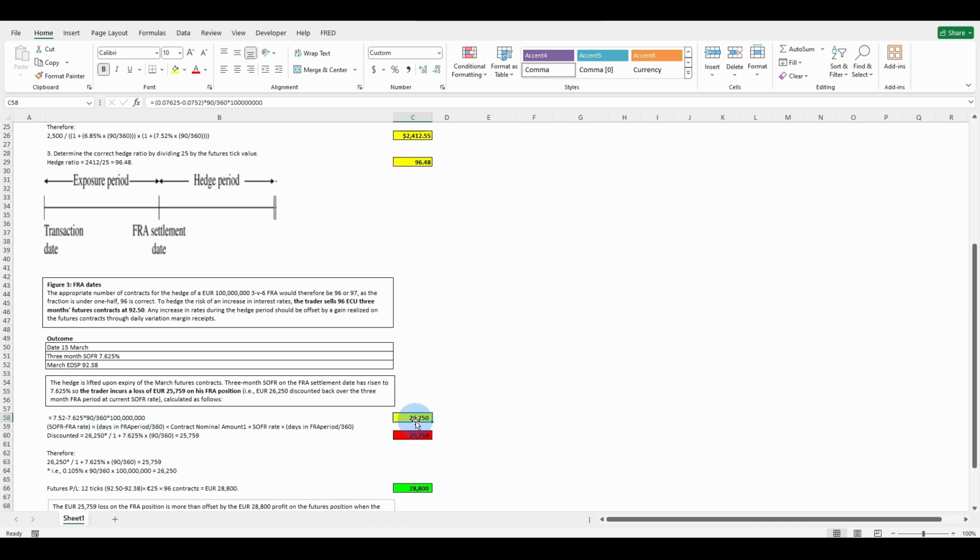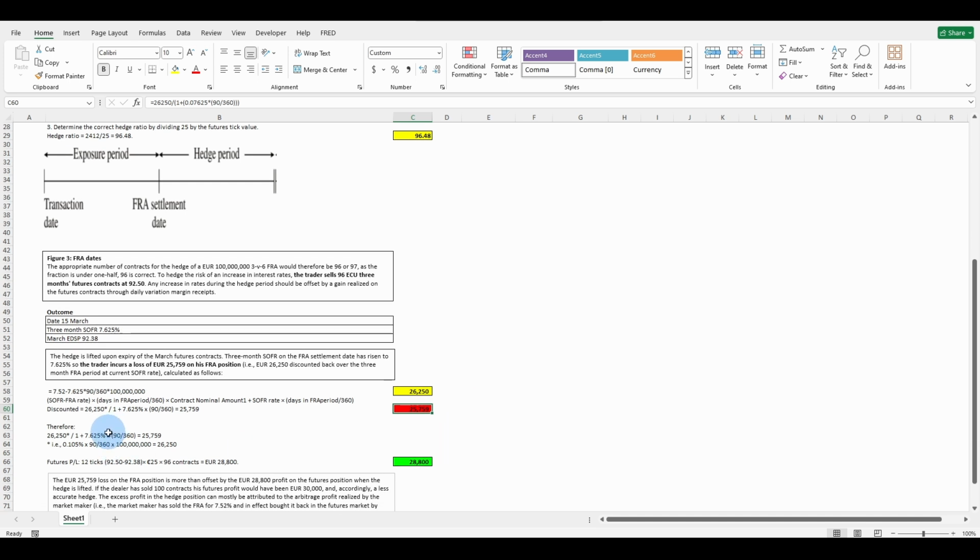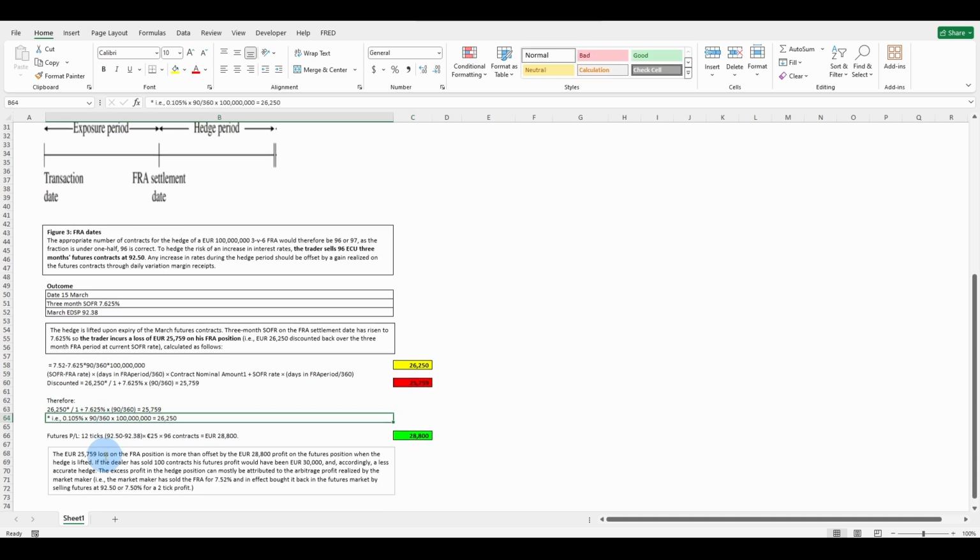So it's 26,250. Then we have SOFR minus rate times days. We're going to discount this back, 26,250, dividing by 1 plus 7.625 times 90 over 360. That's just going to give us a rate, which is 25,759. Therefore, 26,250 divided by 1 plus 7.625 over 4 equals 25,759.